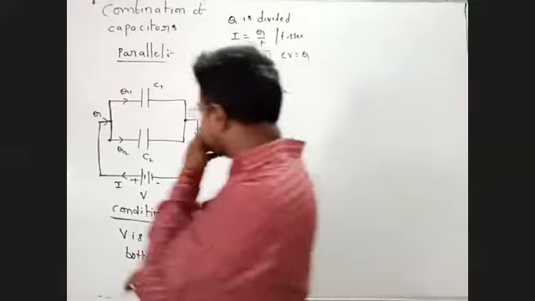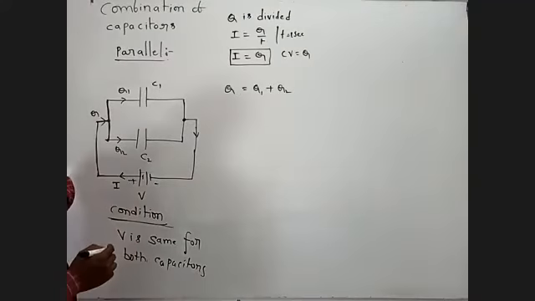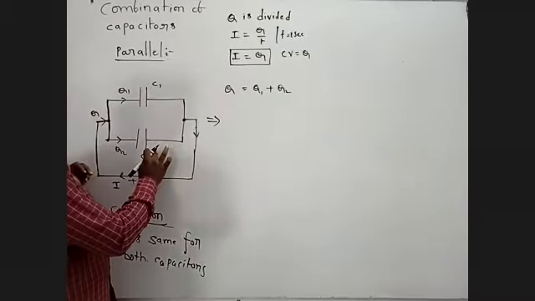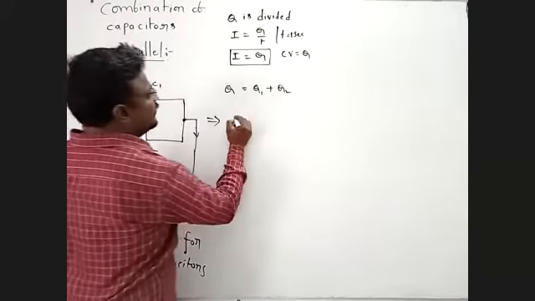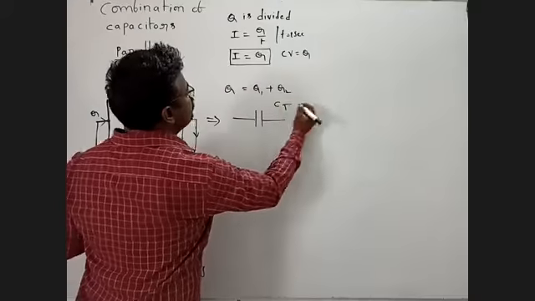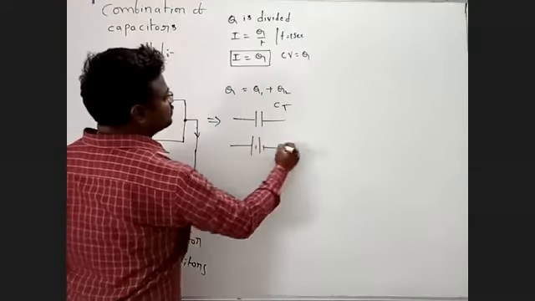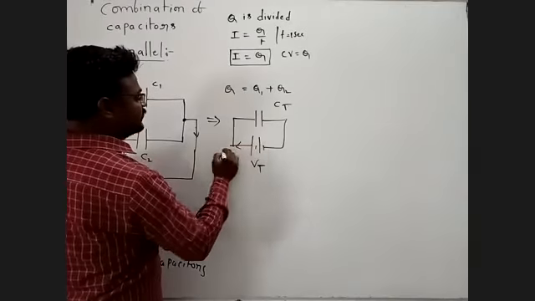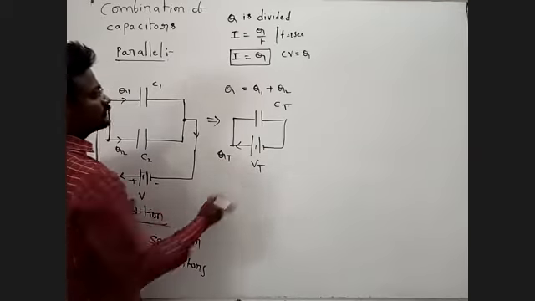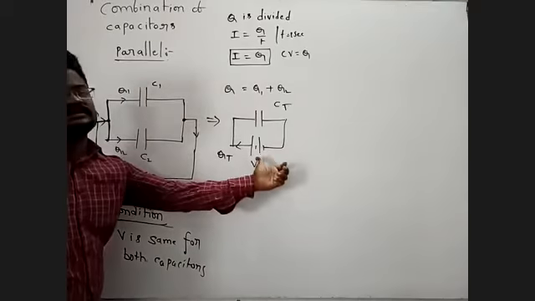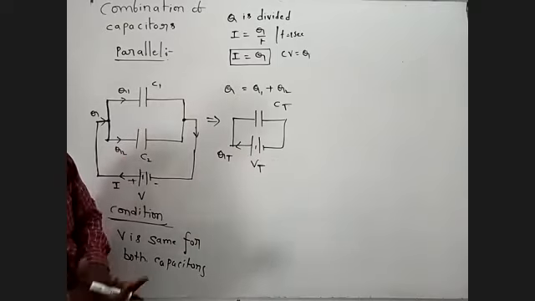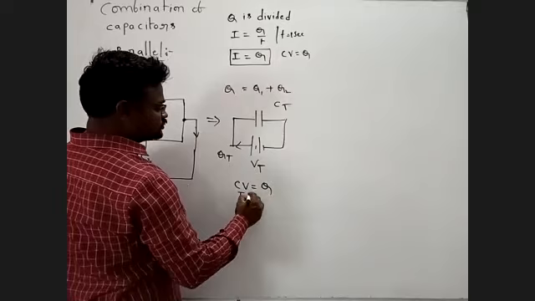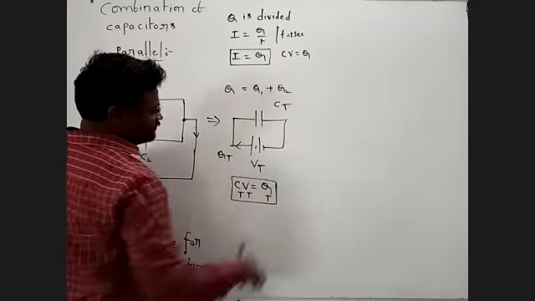The circuit becomes like this: two capacitors in parallel. These two are combined, and this is C total, this is V total, and this is Q total. Now, according to CV is equal to Q, this is C total, V total, Q total. This is the formula.